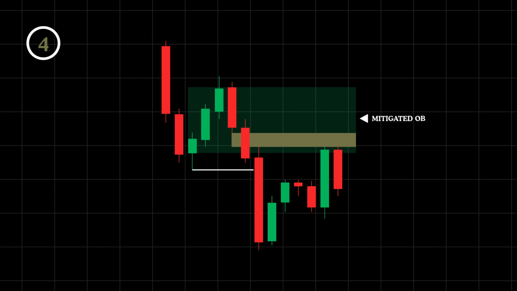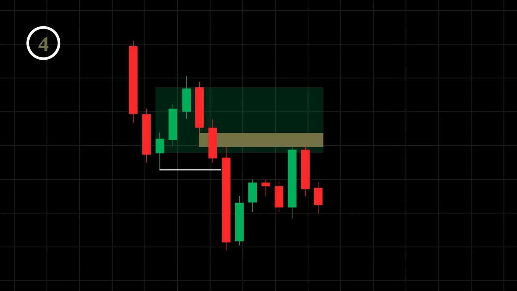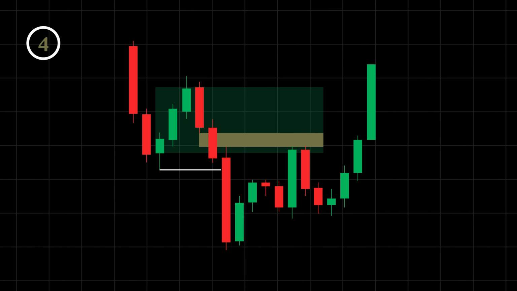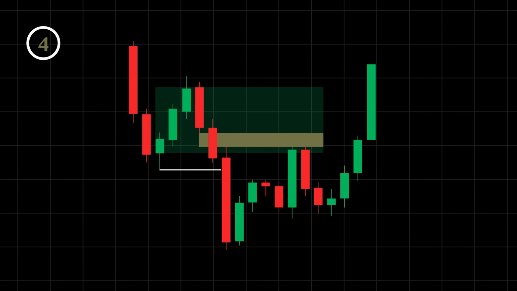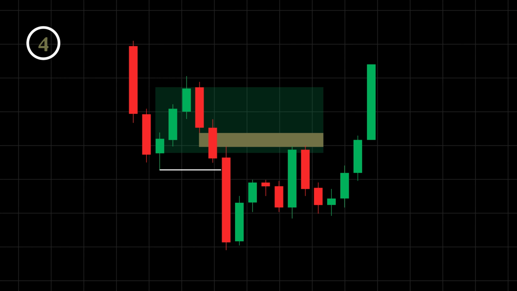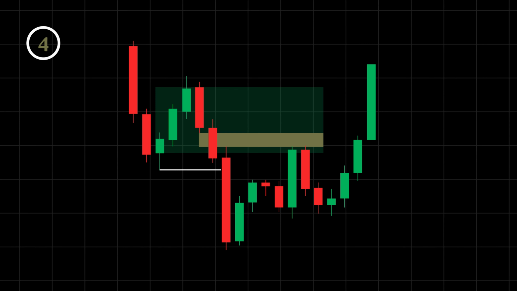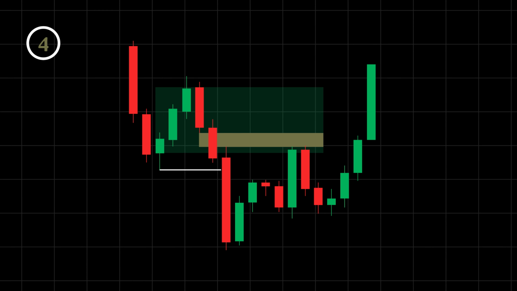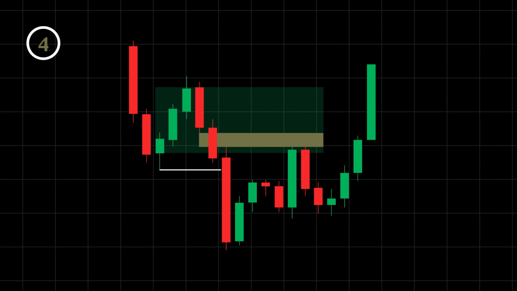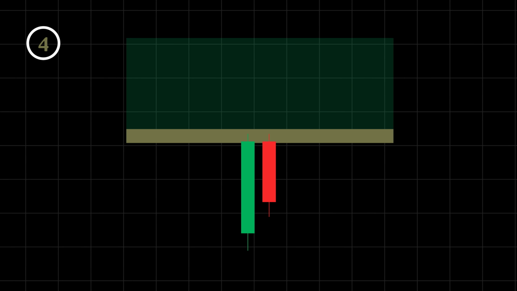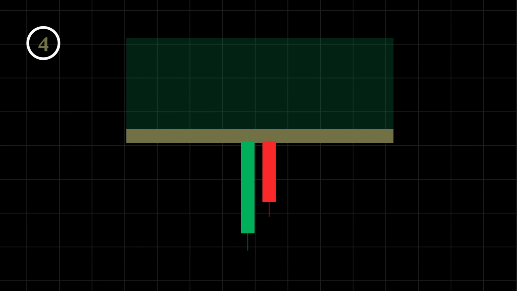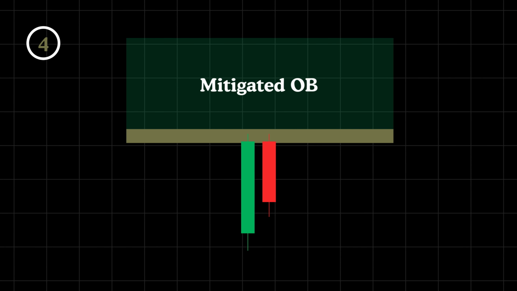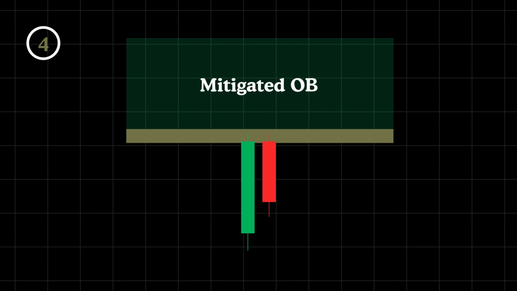a mitigated zone. As a result, reusing a mitigated order block will typically lead to weaker reactions, or price simply pushing straight through it. Key takeaway: only use unmitigated order blocks when planning trades. Once a zone has been tapped and respected, move on and look for the next setup. This applies even if the market has only slightly tapped into the order block. As we can see in this case, it is still considered mitigated. Therefore, we should avoid using it for another setup.